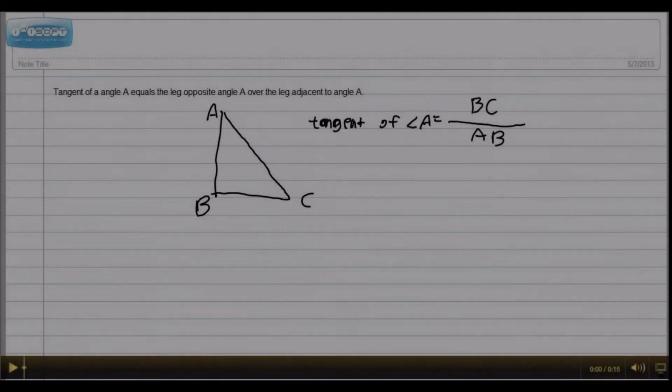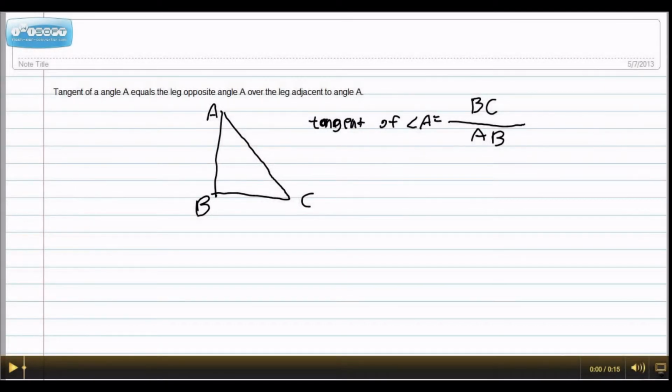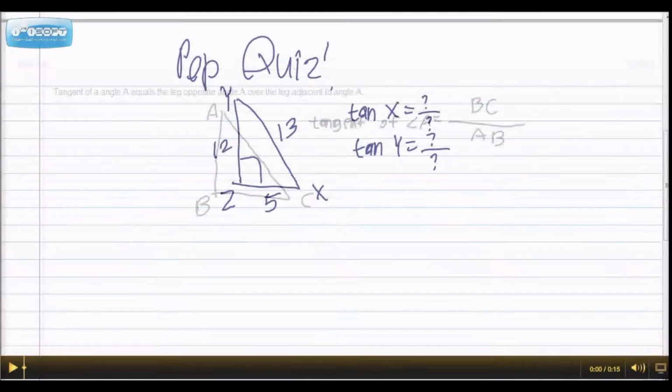The tangent of angle A equals the leg opposite angle A over the leg adjacent to angle A. This means that in triangle ABC, the tangent of angle A equals BC over AB.